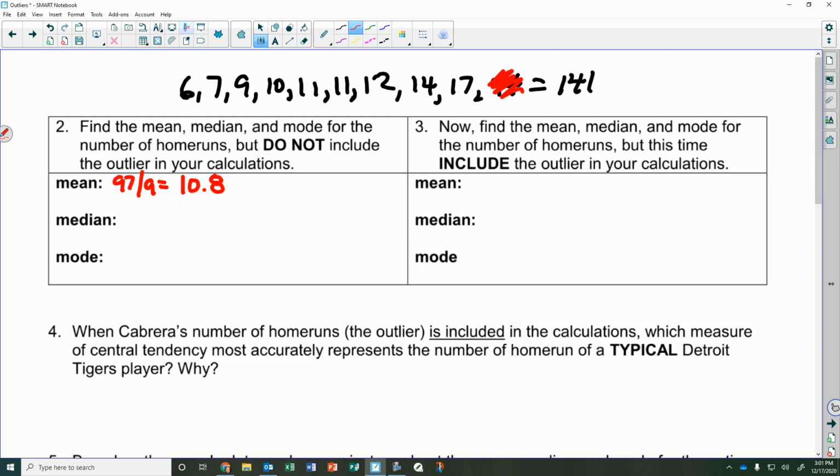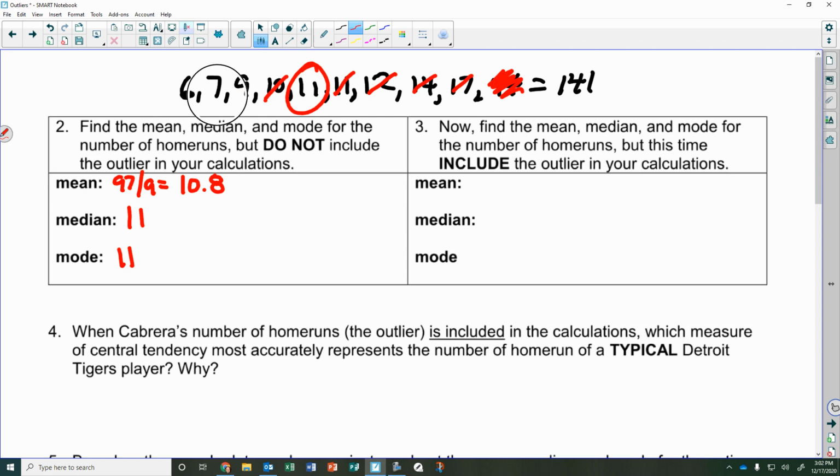All right, my median. So if I count, there's my outsides. We're going to cross those out. We're going to work our way outside in, here to here, here to here. So there's 4 on each side, leaving me the middle. So there's the median, which is 11. And the mode is the number that appears the most, which is also 11.